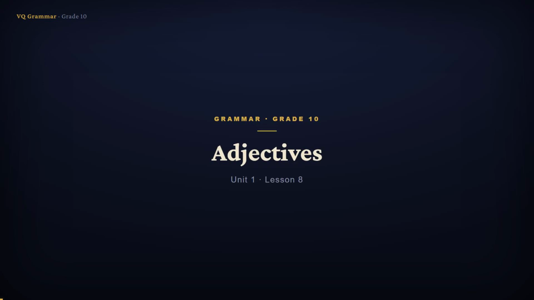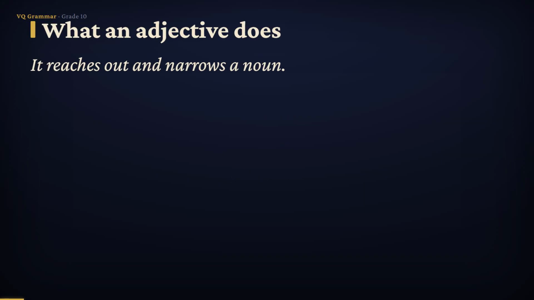This is Unit 1, Lesson 8, and today we move from naming things to describing them. That job belongs to the adjective. By the end of these few minutes, you'll be able to spot an adjective anywhere it hides, in front of a noun, tucked behind a linking verb, even wearing a capital letter. Let's get started. So far, we have been naming things.